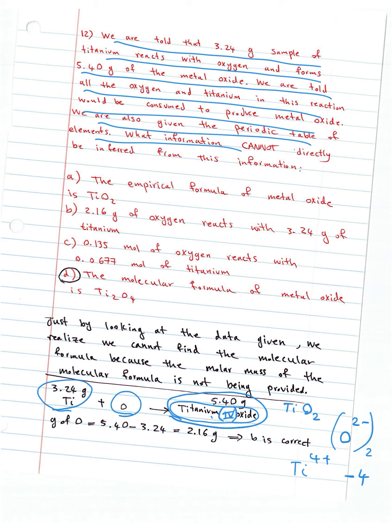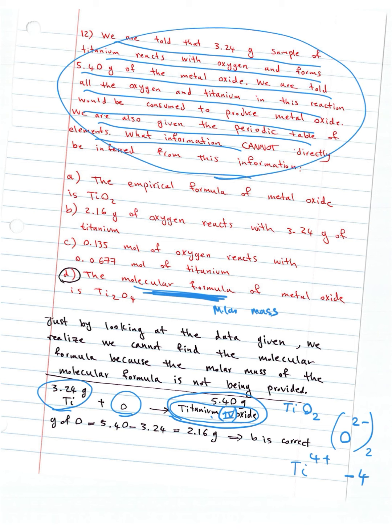And that's it. And then you are given the periodic table of elements. So you cannot find the molecular formula. For that, you should have the molar mass of your compound. So just reading the problem statement, you know that this one is wrong.